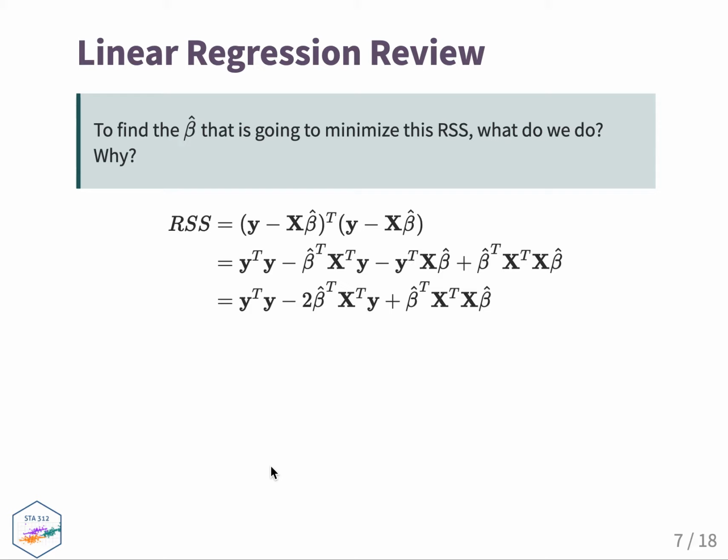Okay, so that sort of gave away what this next step is. To find the beta hat that's going to minimize this residual sum of squares, what do we need to do? We need to take the derivative and set it equal to 0. Now this is important, and I think it's good to understand why we do this. If this is not something you fully understand, think back to your calculus days about why, when we're trying to minimize something, we need to take the derivative and set it equal to 0.